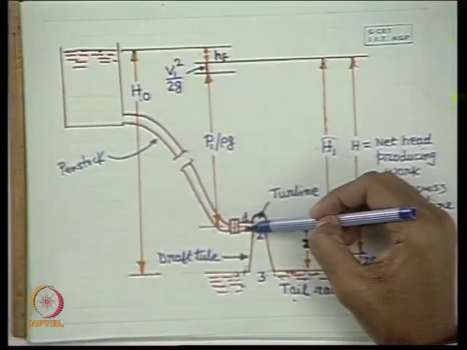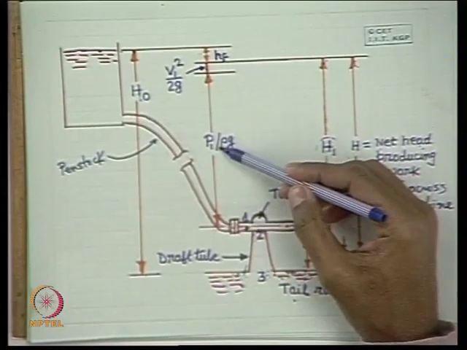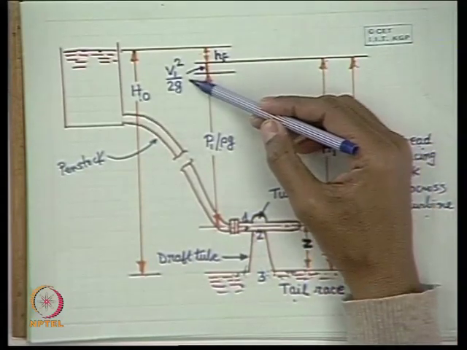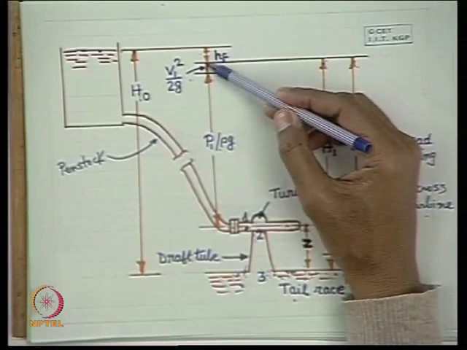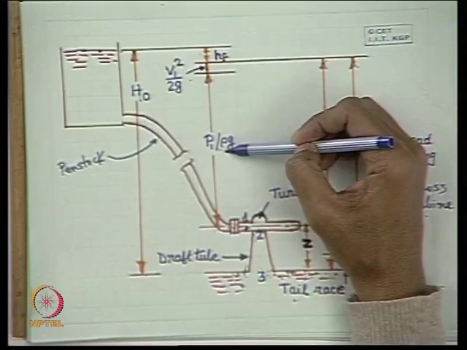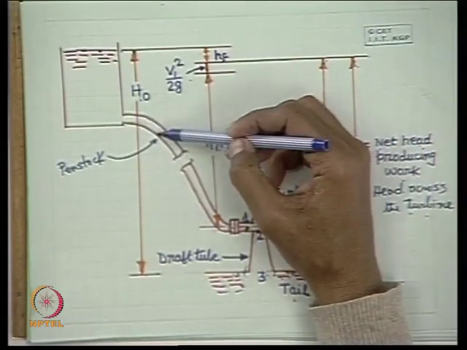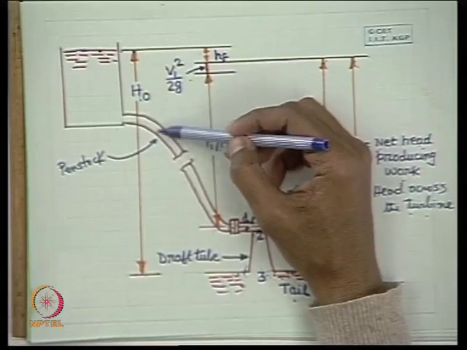Do they add to give the head across the turbine? At the inlet to the turbine, the total head comprises both pressure head and the velocity head. So, V1 square by 2g, I have seen shown the relative proportion, usually a small kinetic head, but a large pressure head. Why? Because this penstock, this line, is of large cross-sectional diameter, large cross-sectional area.